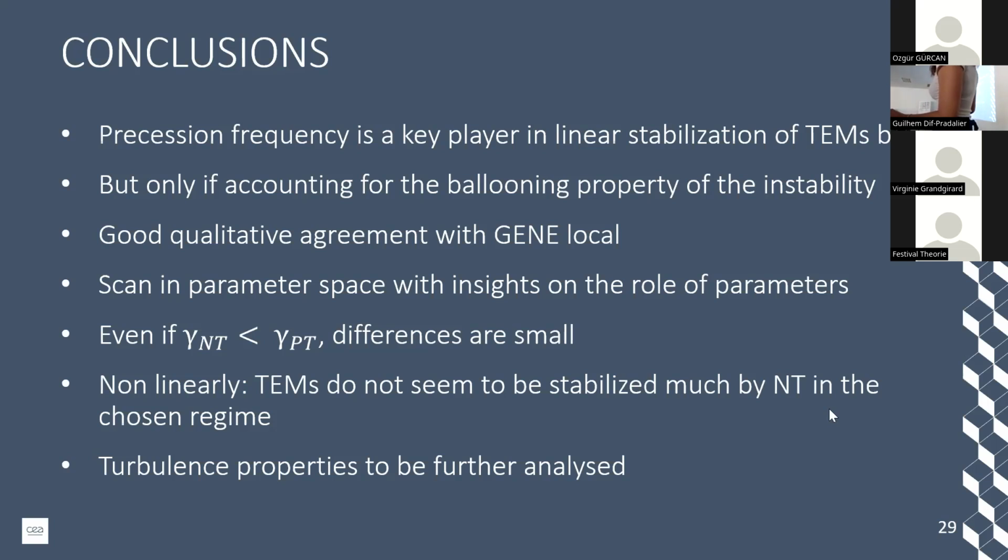For the moment, in the region of the parameter space where we put ourselves, which is the region supposed to have the higher zonal flow activity, trapped electron modes do not seem to be stabilized much by negative triangularity, but some turbulence properties need to be further analyzed, and moreover, simulations need to be continued.